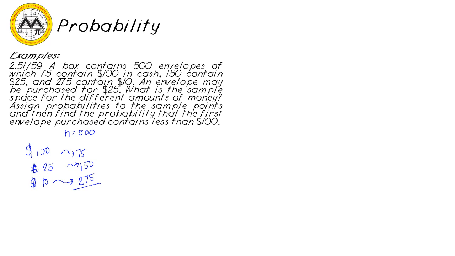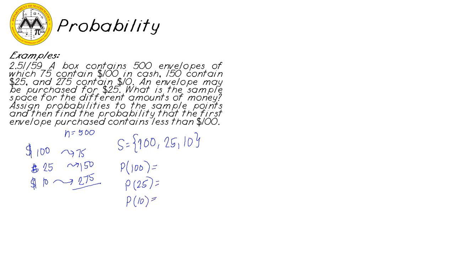What is the sample space for the different amounts of money? So the different amounts of money are 100, 25, and 10. So these are the different amounts of money. This is the sample space. Assign the probabilities to the sample points. So if we're going to assign probabilities, the probability for 100, the probability for 25, and the probability for 10.